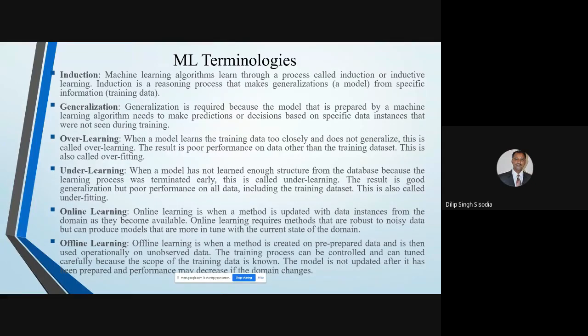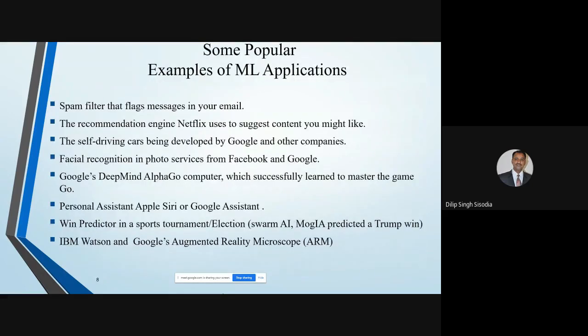Offline learning is when the method is created on pre-prepared data, meaning the data set is already available, we perform some pre-processing, and we inspect the data very well. Such type of learning is known as offline learning. So these are some few terms which are used.